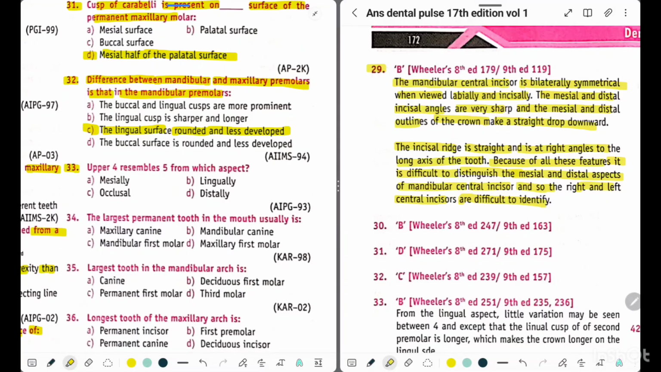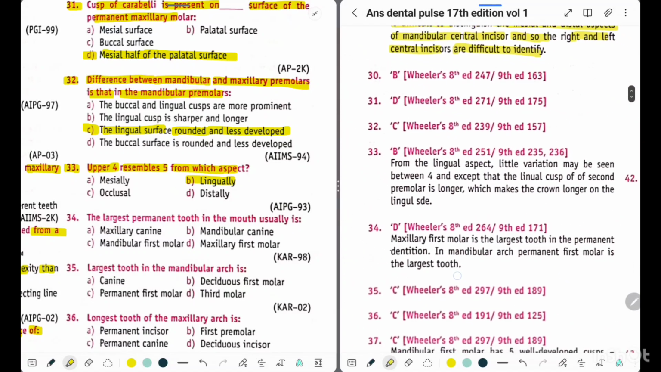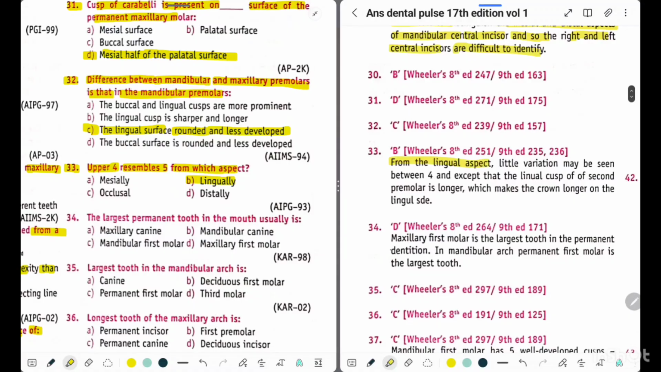Question 33. Upper 4 resembles 5 from which aspect? Its answer is B, lingually. Let's see its explanation. From the lingual aspect, little variation may be seen between 4 and 5, except that the lingual cusp of the second premolar is longer, which makes the crown longer on the lingual side.